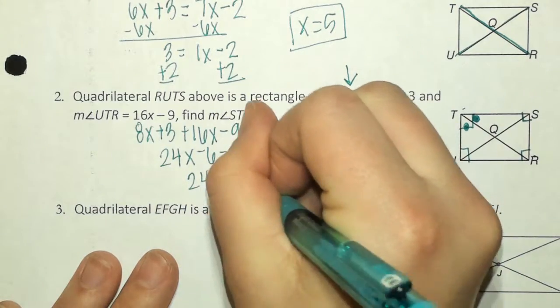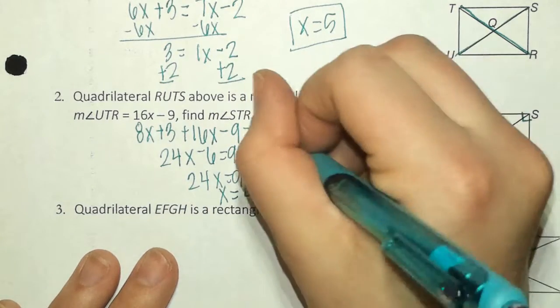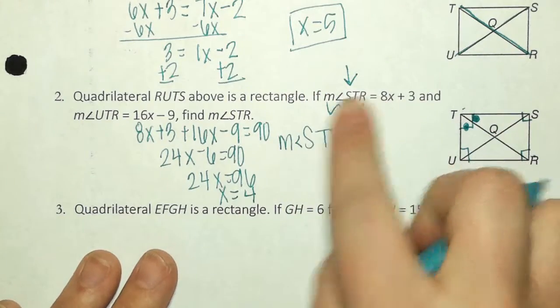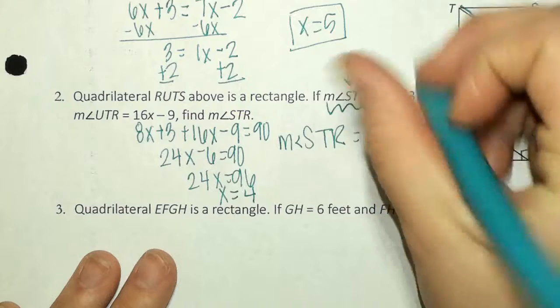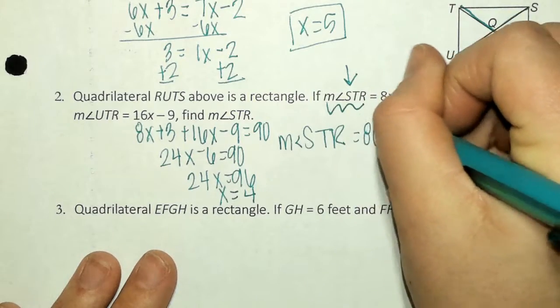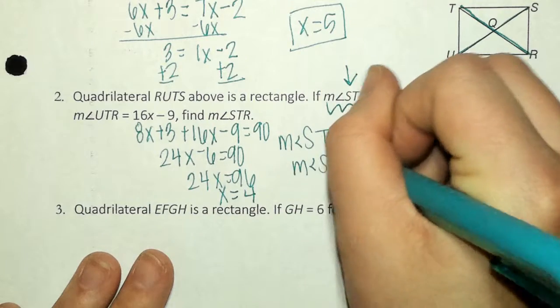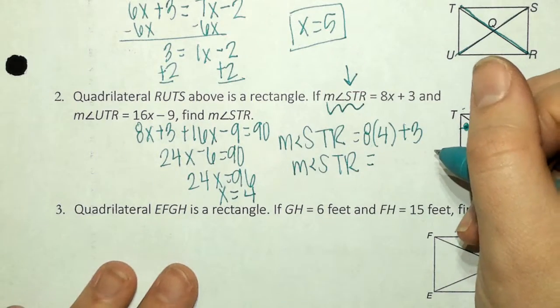You get 4. But is that our final answer? It says to find the measure of angle STR, which is this one. So plug it in, plug it in. 8 times 4 plus 3. What is it? 35?